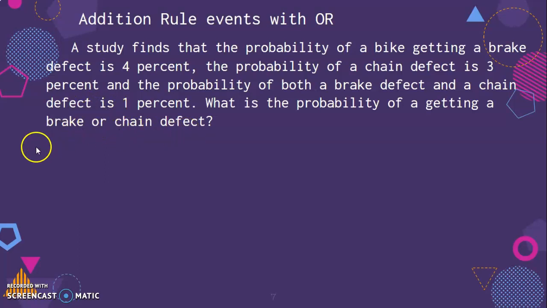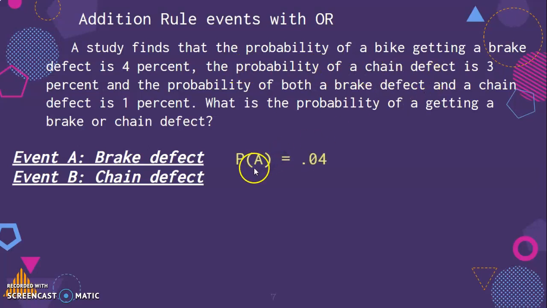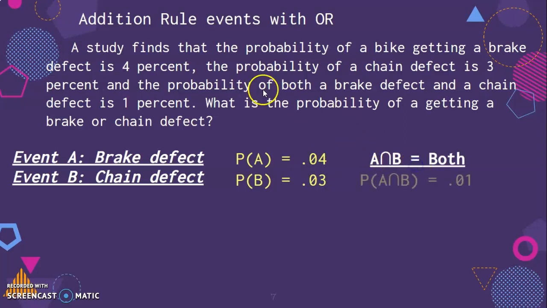So it's asking, what's the probability of getting a brake or chain defect? Or, so we're doing addition. First event, brake defect, right here. Event B, chain defect, right here. Now I want to figure out what the probability of that brake defect is. It came out of here. 4% as a decimal is 0.04. Remember, divide percent by 100 to find the decimal. The probability of B, which is the 3%, is the chain defect. So again, 3 divided by 100 to get my decimal. And they gave me the probability of both A and B, which was right here. Both a brake defect and a chain defect is 1%.